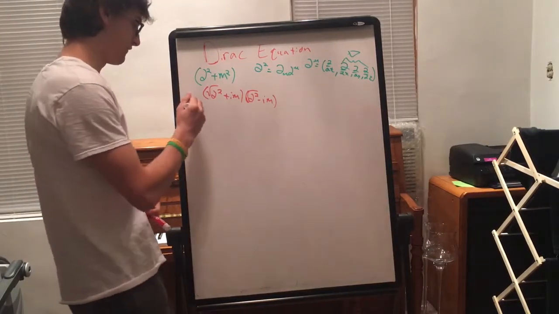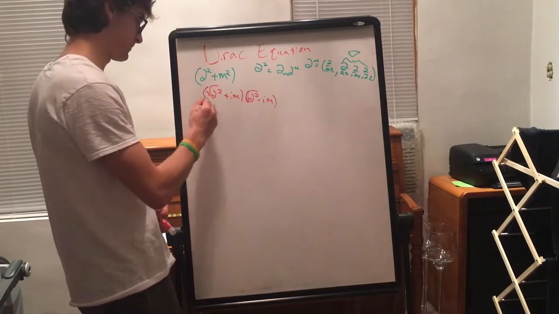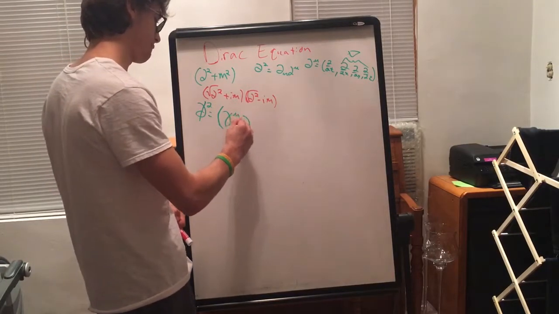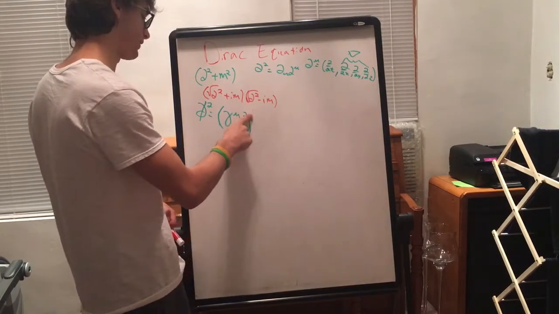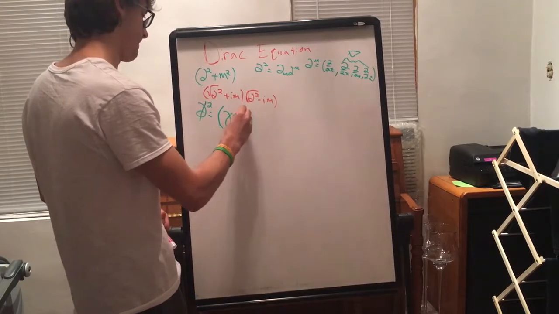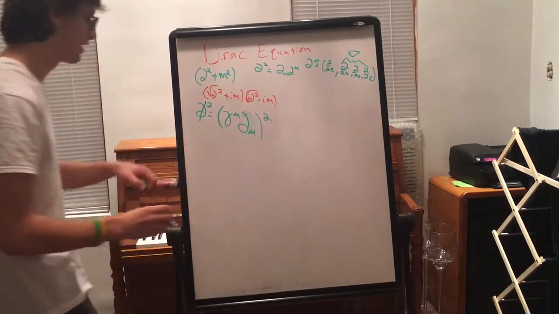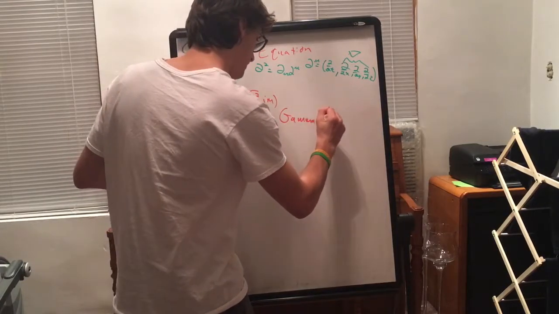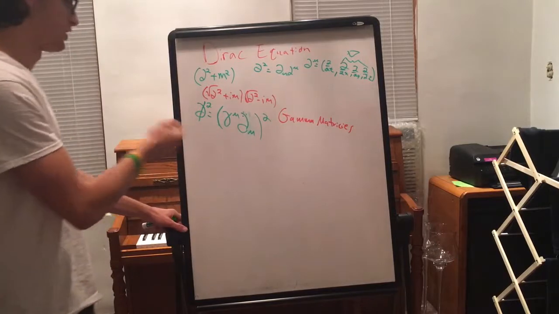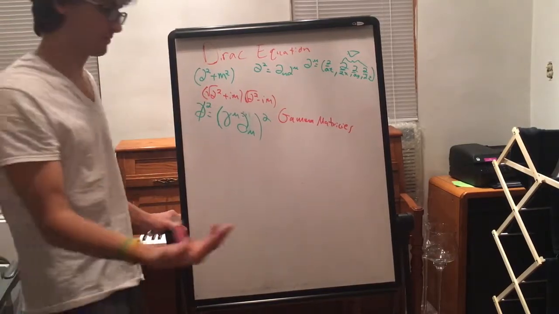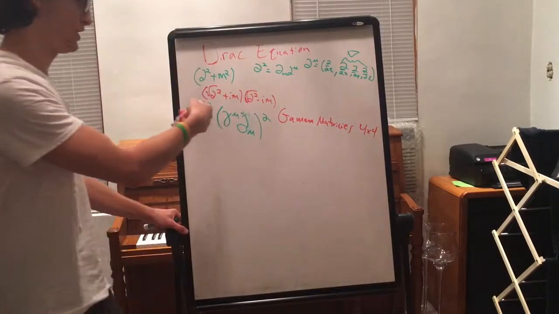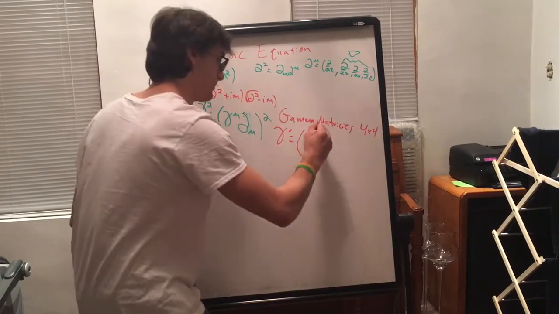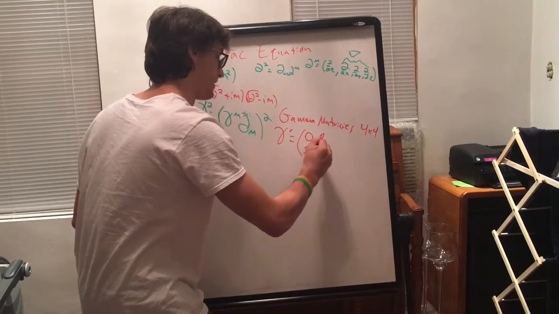He had to define a new operator, which is del slash, squared, equal to some matrices. This is the object. What these are called are gamma matrices, and there are four gamma matrices. They're 4x4 matrices, one for each space-time component. The time component is just the 2x2 identity matrix, and a zero block.